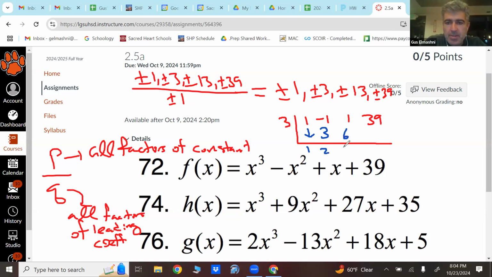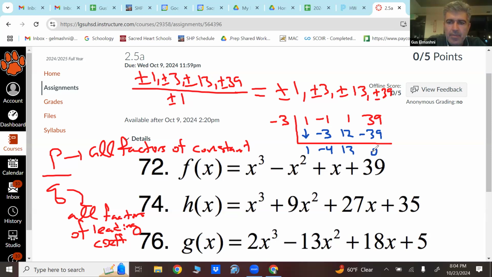3 times 2 is 6. 1 plus 6 is 7. 3 times 7 is 21, adding gives 60. Not any good, it's not going to work for us. So make that -3. That's -3, that's 12, that's 13, that's -39.